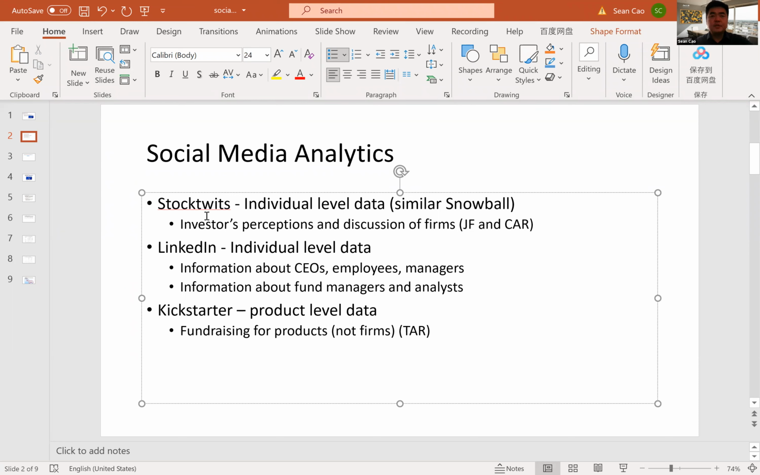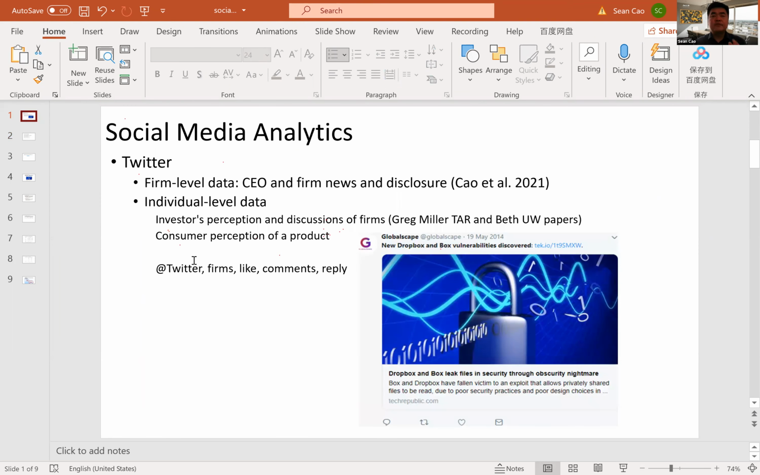But the difference between Twitter and StockTwits is Twitter can be everything, right? Twitter can talk about the firm. Twitter also talks about political opinions. Twitter can talk about products. Twitter can also talk about life, traveling. Twitter is about life, about business, about everything. It has organizational level information, and also has individual opinion.